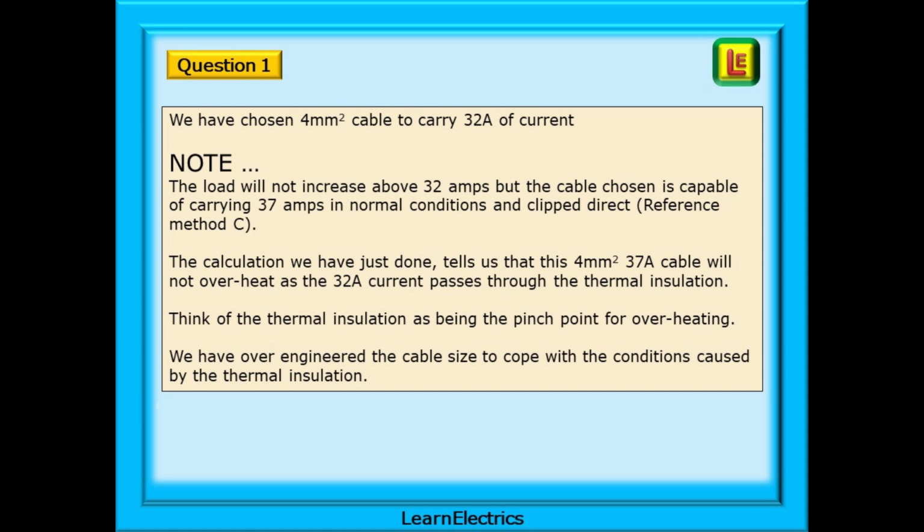The calculation we've just done tells us that this 4 square millimeter 37 amp cable will not overheat as the 32 amps of current passes through the 50 millimeters of thermal insulation. Think of the thermal insulation as being the pinch point for overheating. What we have done is over-engineered the cable size to cope with the conditions caused by the thermal insulation.